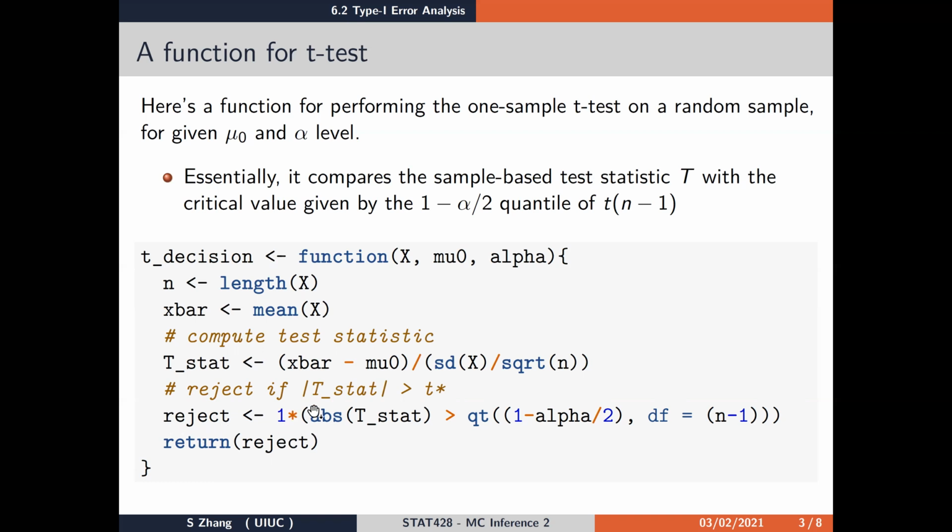So 1 times this true-false test is going to be implementing the indicator function. Otherwise, if this is less than or equal to t star, we do not reject the null, and it's going to return 0.